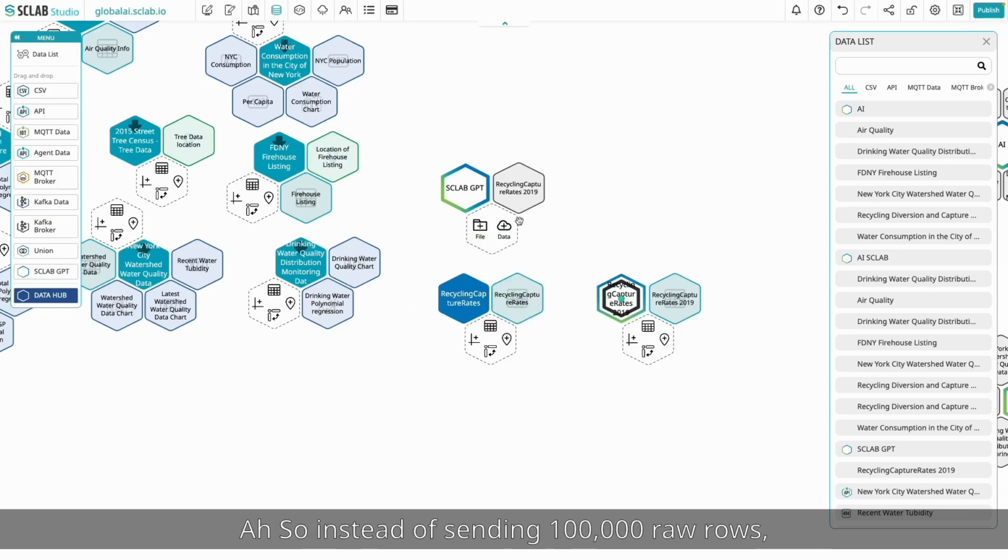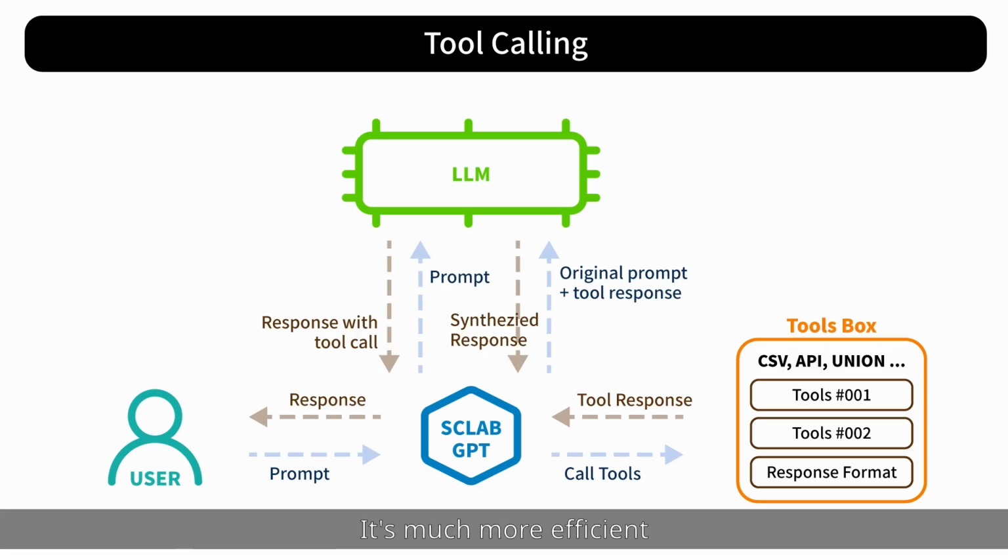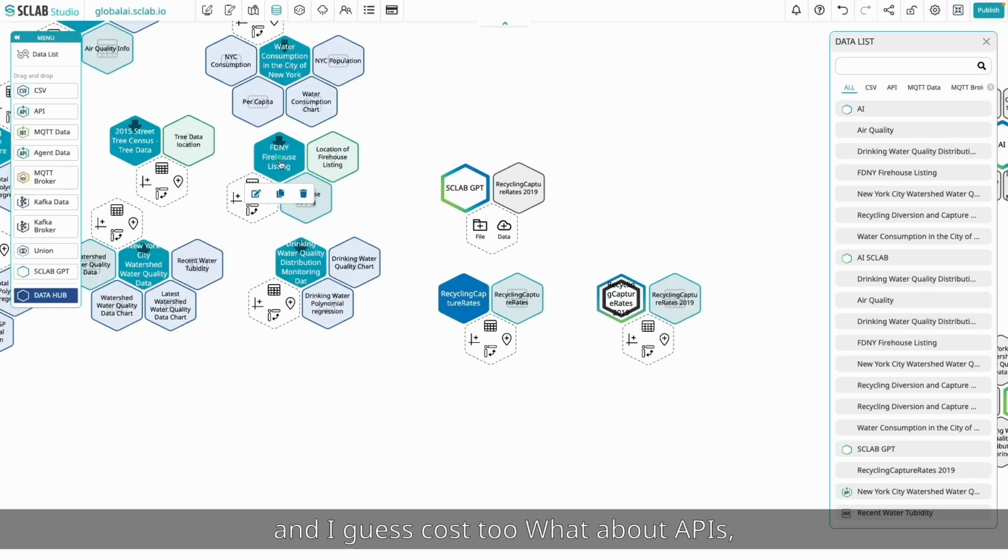So instead of sending 100,000 raw rows, you send maybe 10 rows of summary data. Precisely. It's much more efficient for large data sets and ensures only the necessary, possibly summarized information hits the AI prompt. This is what the sources recommend for those big CSVs or when you only need aggregated views. That's a really important distinction for performance and, I guess, cost, too.